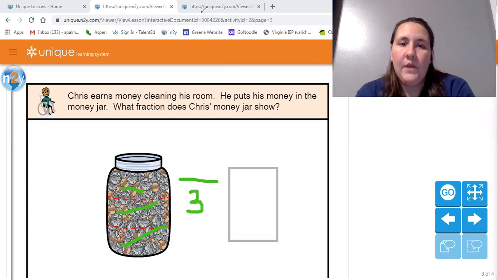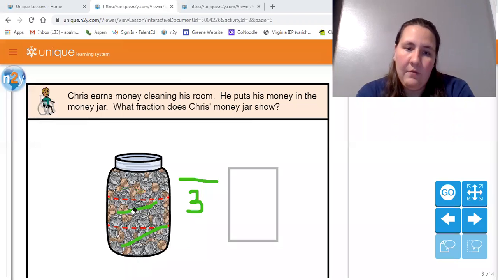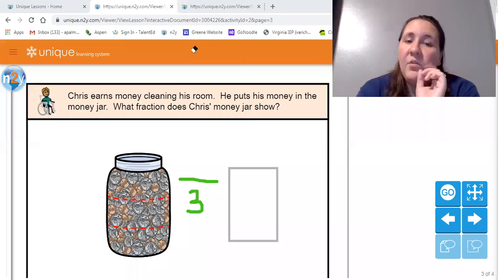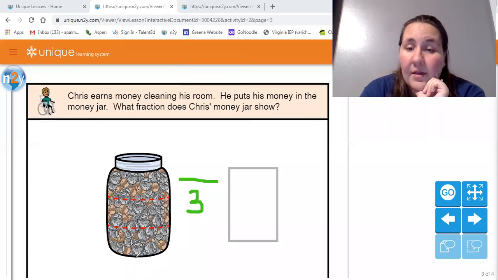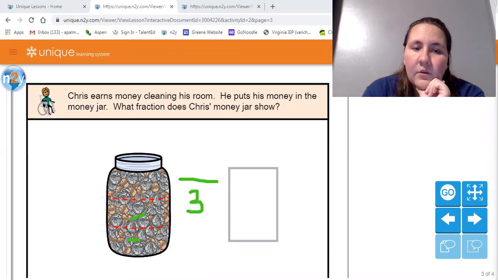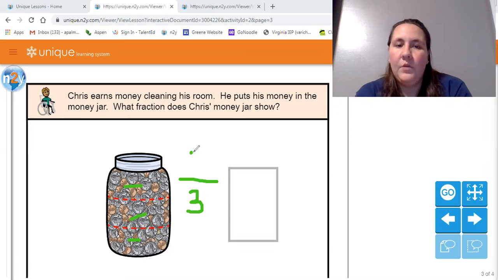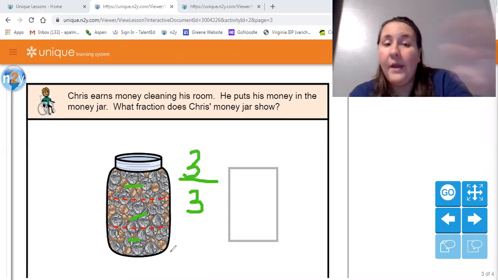Okay. So now let me erase these lines that I made for counting, because now we need to count how many pieces we have. So how many pieces have coins in them? Okay, you ready? 1, 2, and 3. Oh my goodness. There's 3 pieces, and 3 pieces make up one whole.